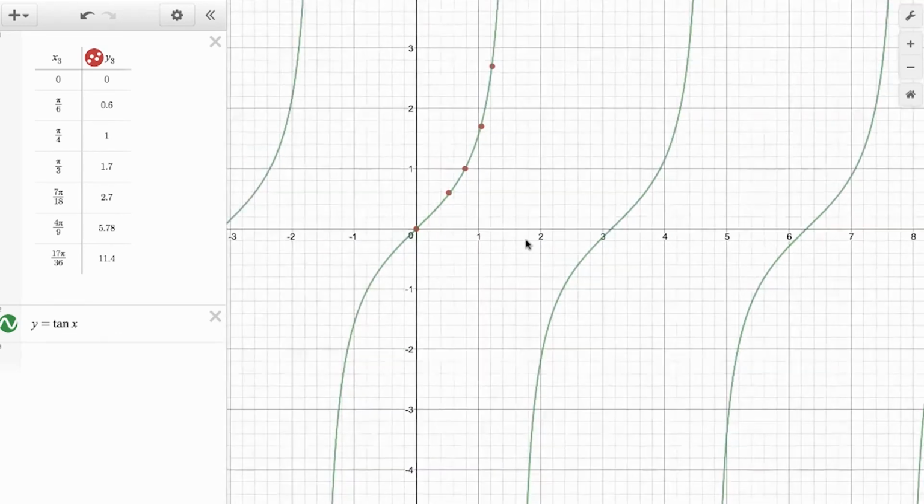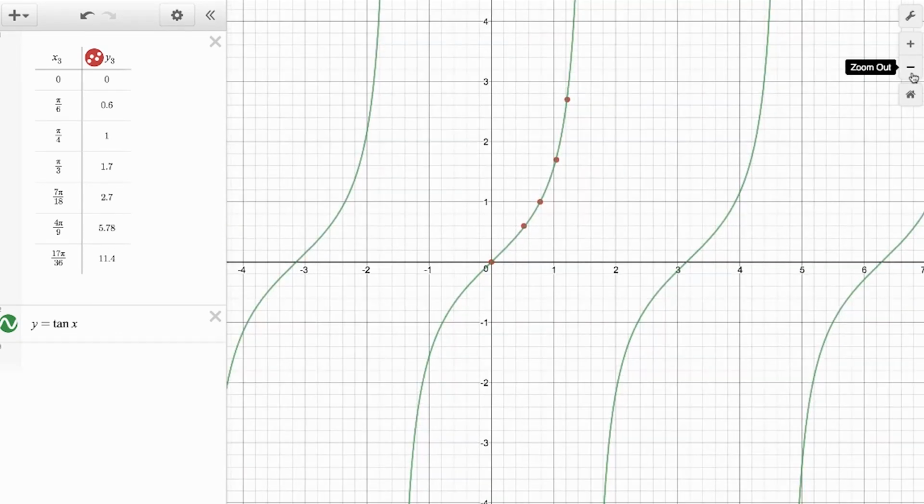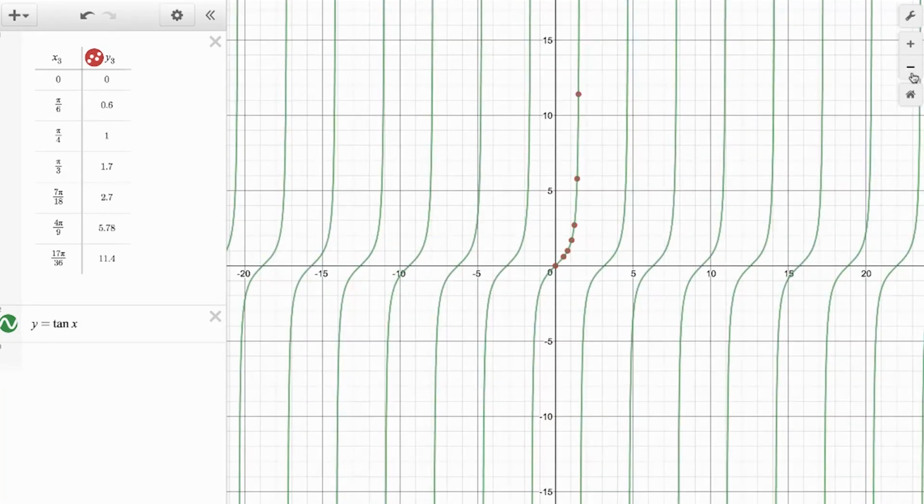So if you look at it carefully, this doesn't show us the asymptote, but you can see that as I approach pi over 2, this is going towards infinity. As I approach negative pi over 2, that's going to go to negative infinity. Okay, so this is the graph of my tangent function.